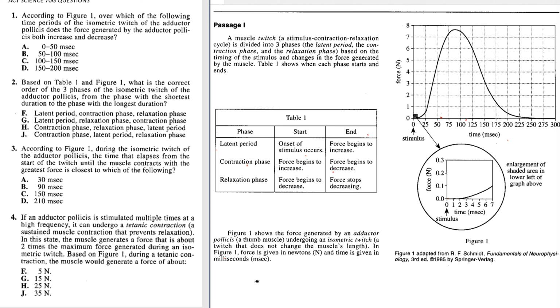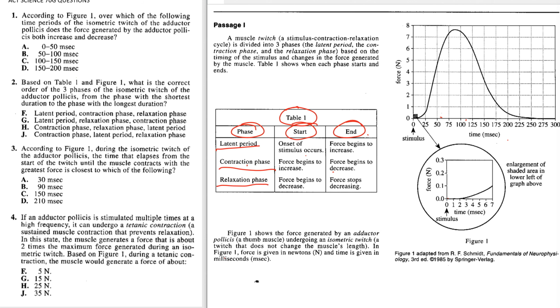So we'll go over to the passage and we'll look at table 1 right here, and it has 3 columns: phase, start, end. The phases are a latent phase, a contraction phase, and a relaxation phase. And then start would be the onset of the sound, begins to increase, begins to decrease. Okay. And I'll just read. It says figure 1 shows the force generated by an adductor pollicis, thumb muscle, undergoing an isometric twitch.